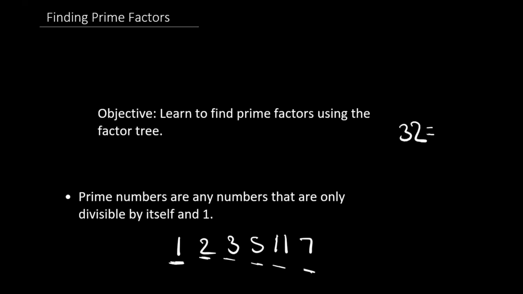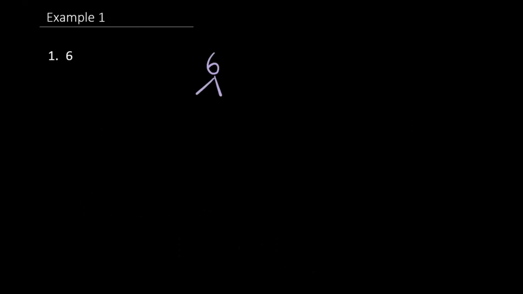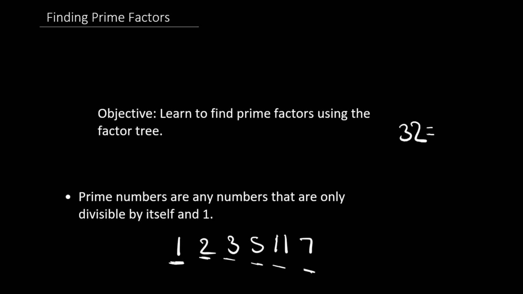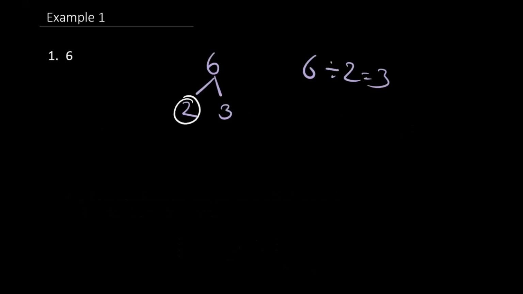So in this case, let's look back. 2 is a prime number, and 6 is divisible by 2, so we can write 2 over here. And then 6 divided by 2 would be 3. So we'll write 3 here. Now what we're going to do is circle the prime numbers. So we know 2 is a prime number. Let's check if 3 is a prime number. 3 is a prime number, so we're going to circle that.